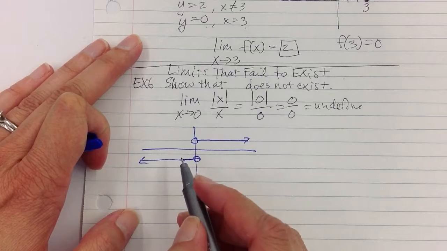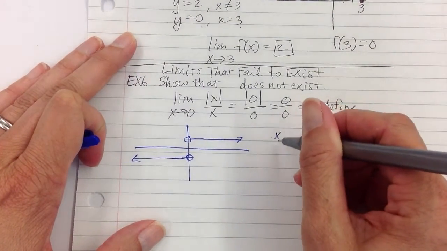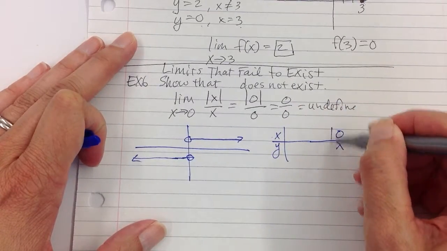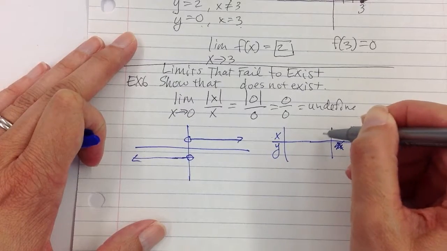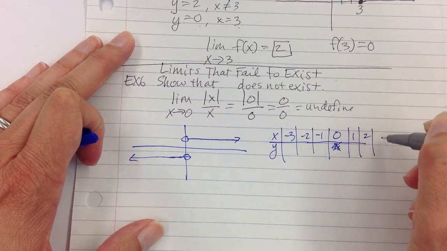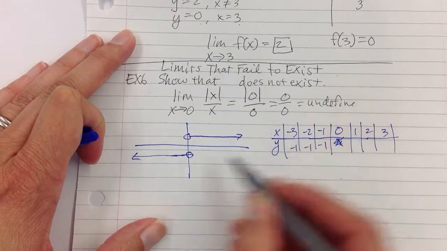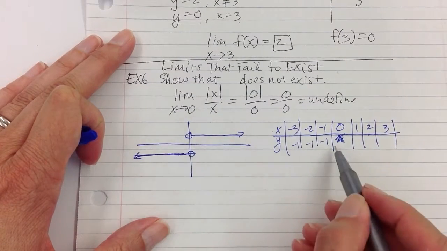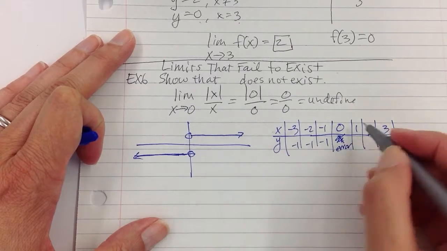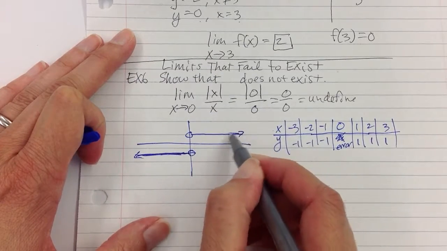So if we had our xy table, and I put 0 in the middle, and -1, -2, -3 here, +1, +2, +3 there. These would just be -1s, -1, -1, coming from the left. The value is -1. After I pass 0, I get an error at 0. And then once I pass 0, I get a bunch of 1s. So what's the limit? Is it -1 or is it +1?